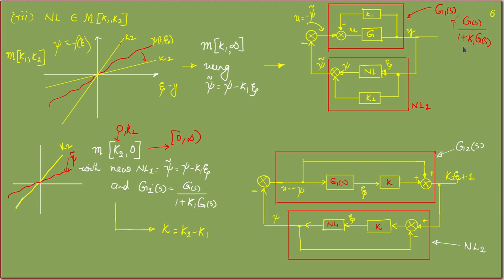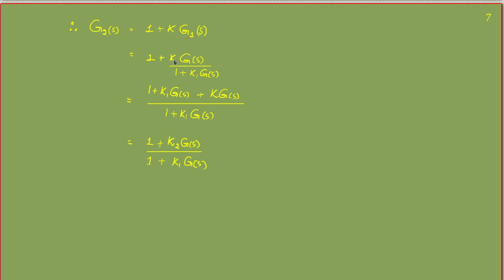G1s is Gs divided by 1 plus K1 into Gs. So I cross multiply it, 1 plus K1 into Gs plus K into Gs divided by 1 plus K1 into Gs. So what you have to substitute K as K2 minus K1. So when we substitute K2 minus K1, this K1 into Gs and minus K1 into Gs get cancelled, and we will end up with this transfer function, that is G2 of S.